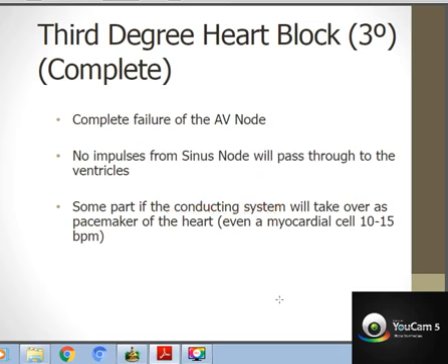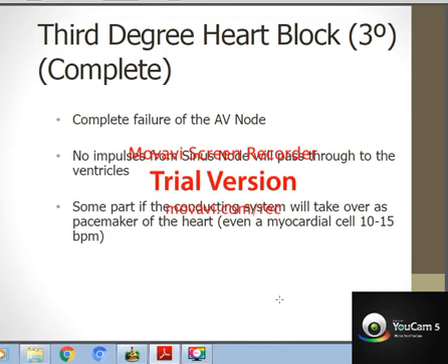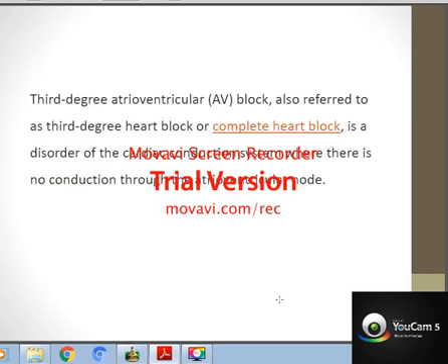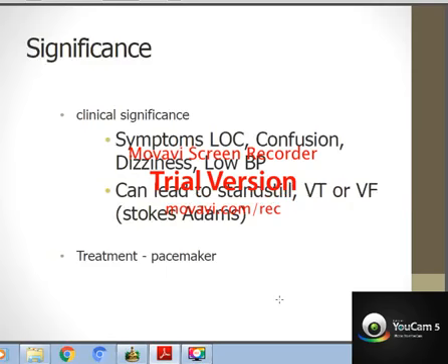For example, SA node has the ability to trigger more than 60. AV node has the ability to trigger around 40. So if the AV node and SA node fail, the bundle of His and Purkinje fibers can produce impulses, but it will be less than 40. So in third degree heart block, the heart rate will be less than 40 beats per minute, which may cause clinical manifestations.